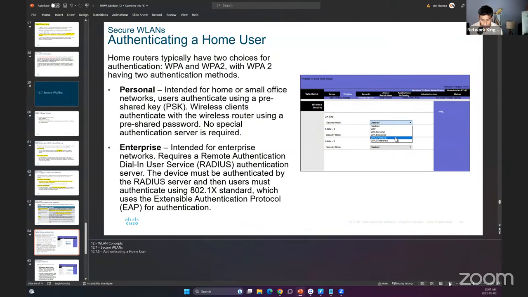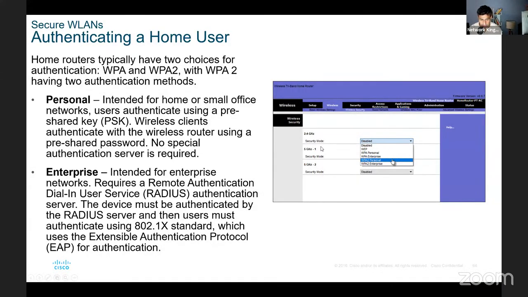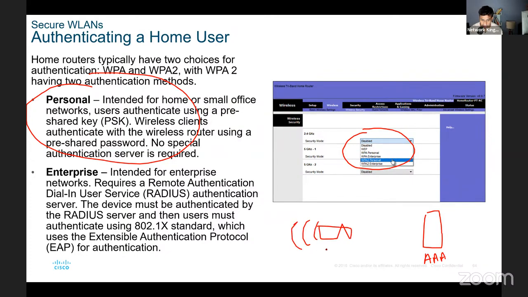Okay, so now when you configure Wi-Fi devices, the device will ask whether you want the Wi-Fi password to be personal or enterprise. When you use personal, you just put a password. But when you use enterprise, you can have a separate authentication server like Cisco ISE or an AAA server. The Wi-Fi will be connected with the AAA server, so whenever a user connects to the Wi-Fi, it will authenticate the employee ID and password in the AAA server.